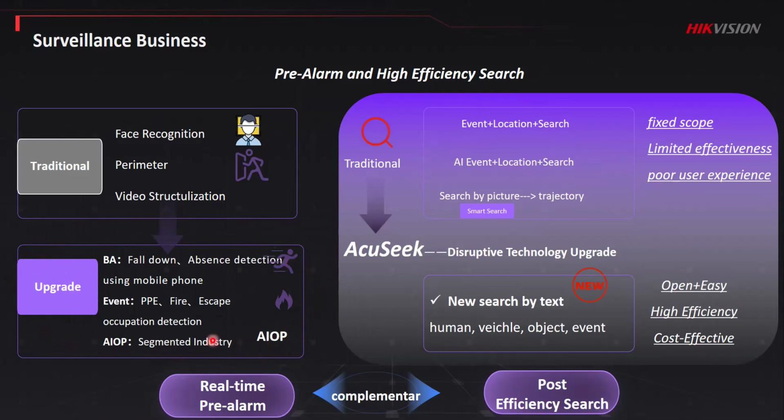Then, with the HikSeek technology, we've got the new feature where we can search for human, vehicle, or even object or an event. This makes our searching criteria a lot faster and a lot quicker. So that is the new feature.